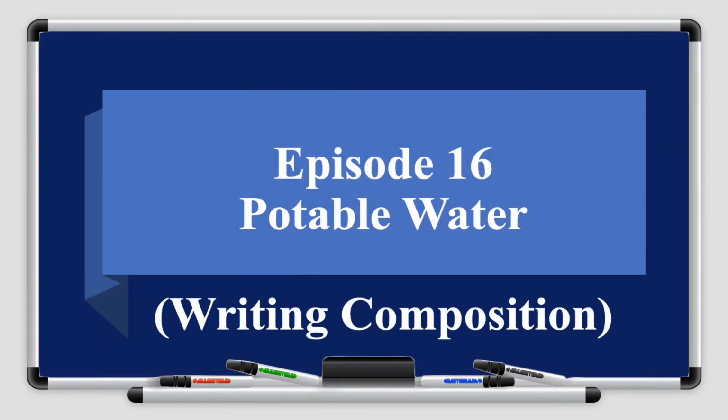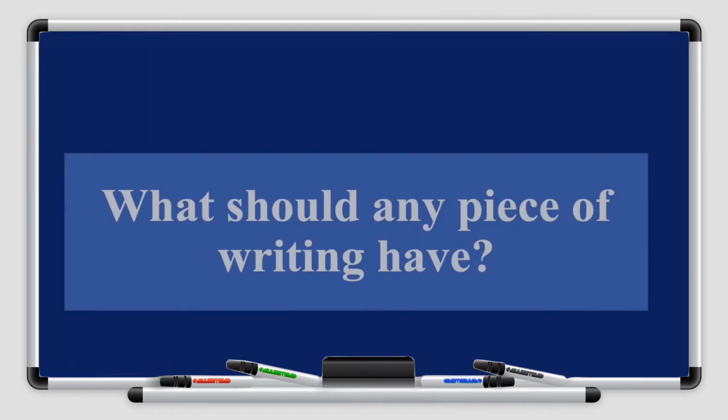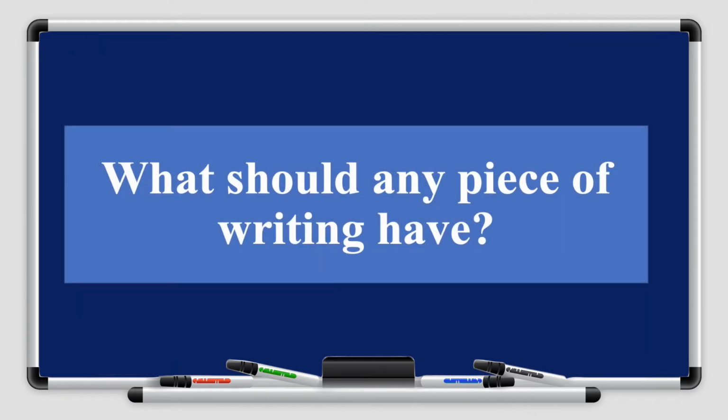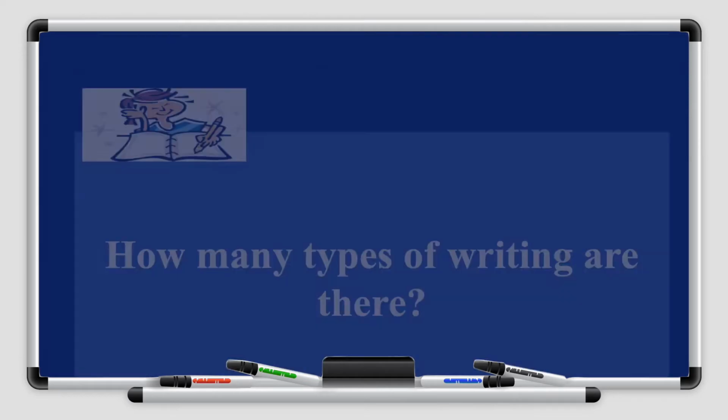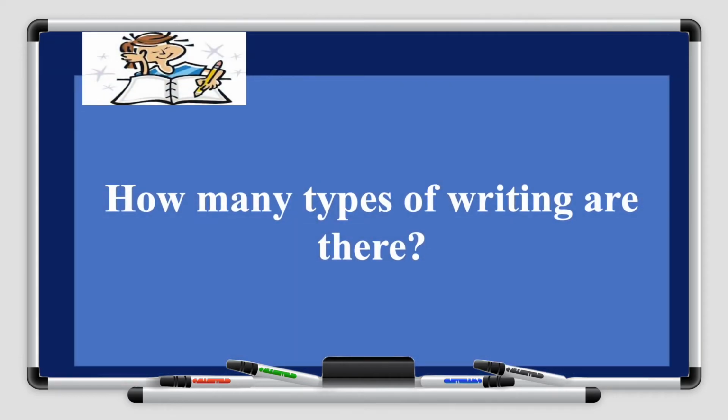Today we will be looking at Unit 4, Potable Water, Writing Composition. Now, remember that when writing, any piece of writing should have a beginning, a middle, and an end. In any piece of writing, email, article, paragraph, essay, you should have a beginning, a middle, and an end. There are many types of writing.